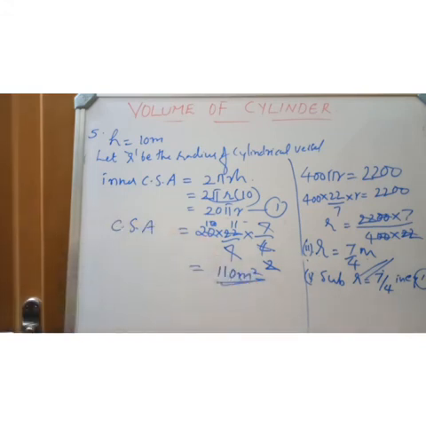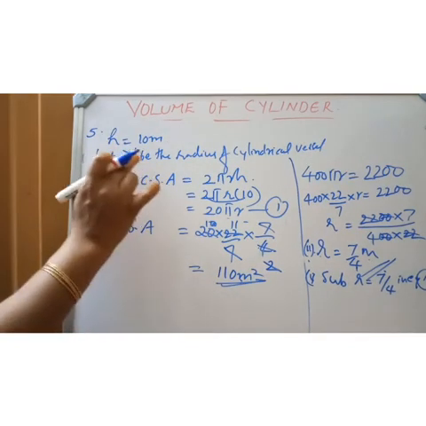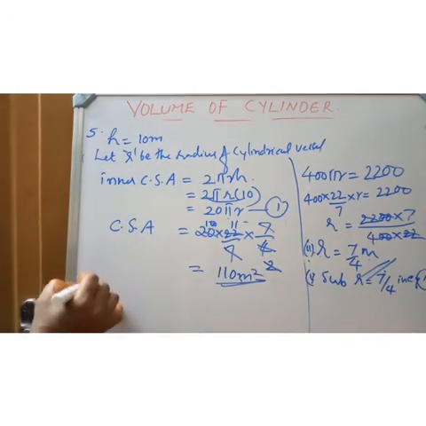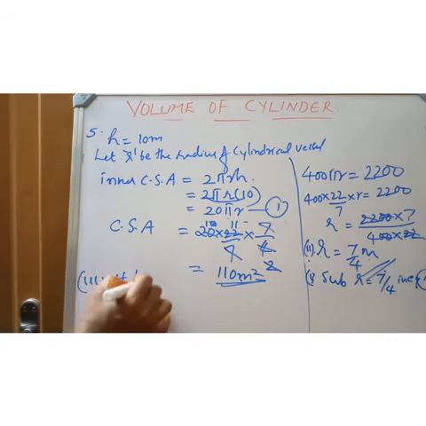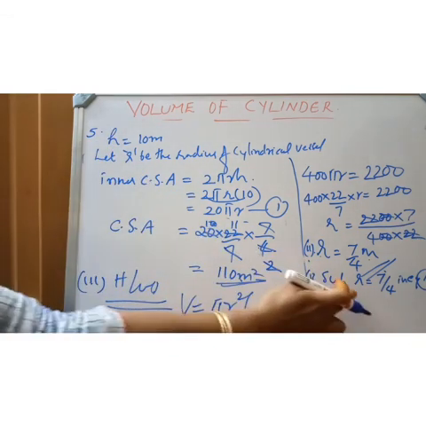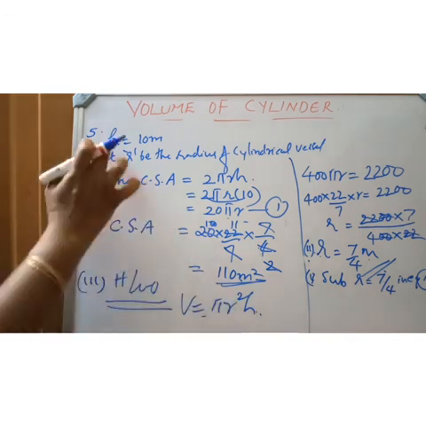110 meter square. Next they ask you to find out the volume. So can you do the volume as homework, children? Because pi r square h, you know h is 10, and the r value you know is 7 by 4. So the third part of this question is homework. Okay. So complete that third part. Because volume is pi r square h, you have to substitute. The rest everything I completed. So substitute and find out the volume here.